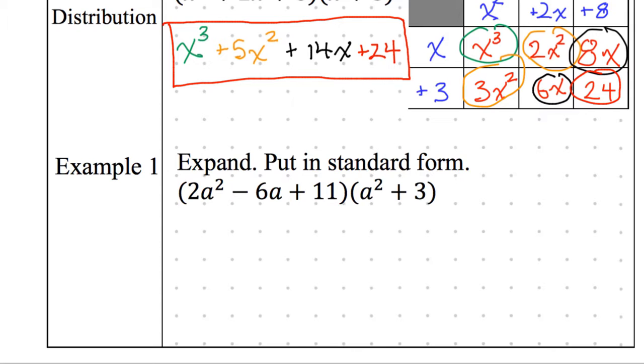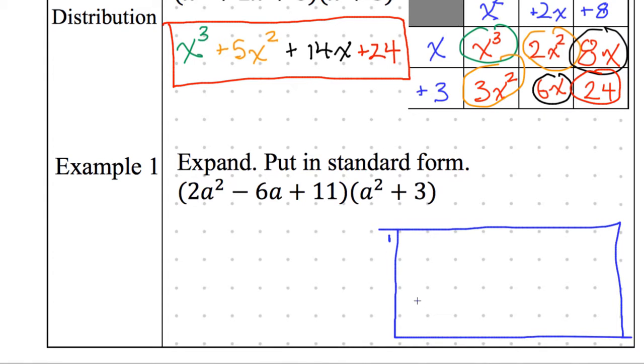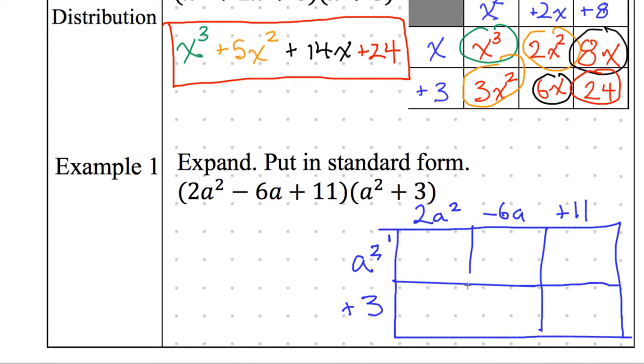Example 1. All right, this is the fastest way to make your table. I noticed that a lot of people were struggling to make the table. Go ahead and just realize this is a trinomial, because there are 3 terms. This is a binomial. I like to put the bigger terms on the top, so I just roughly make a shape, start with your box, and then you can label above the box. I'm going to put this trinomial here, 2a squared minus 6a plus 11, and on the side I'm going to do a squared plus 3. Once you have them written out, then you can divide it up pretty easily. Chunk, chunk, chunk, chunk, chunk, like that.